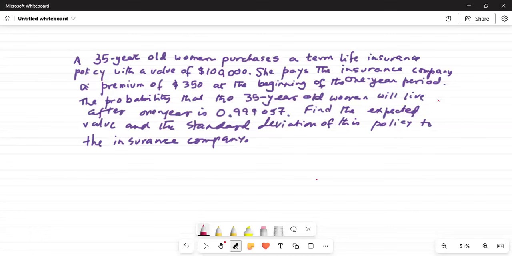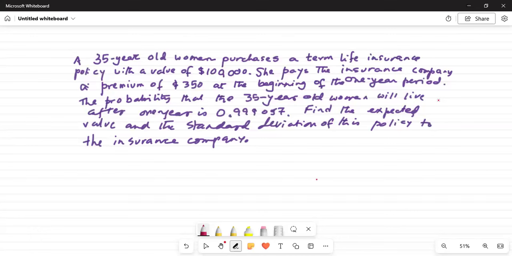Now I must tell you, expected value is nothing but the mean. So why is this a discrete probability distribution? Because there are two situations. Either the insurance company pays the beneficiary $100,000 if the woman does not survive, or, if the woman does survive, the insurance company will just get the premium and will not have to pay the $100,000 to the beneficiary. So either the insurance company comes out ahead with the premium, which is highly likely because the woman has a high probability of surviving after 1 year, or the insurance company will have to distribute $100,000.